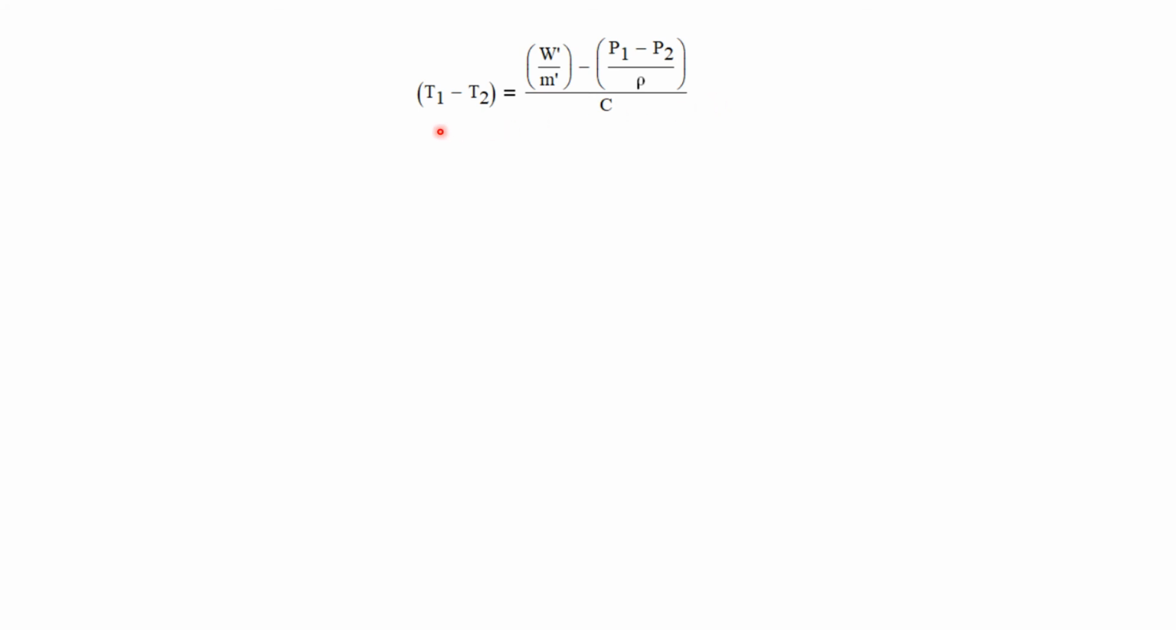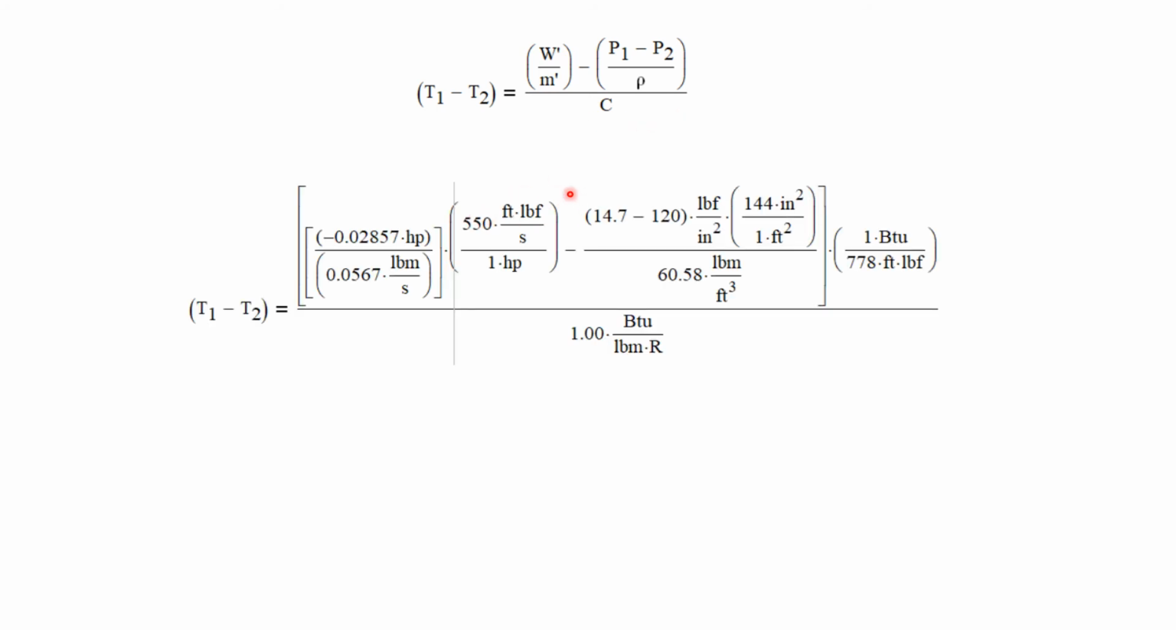So we left off at this expression for delta T, and we now know all of these variable values. We can put them into this expression and solve it, although the units get complex. We have T1 minus T2, or delta T, is equal to W dot, which is minus 0.02857 horsepower, divided by m dot, which is 0.0567 pounds mass per second. And I'm going to convert horsepower to 550 foot-pounds force per second.